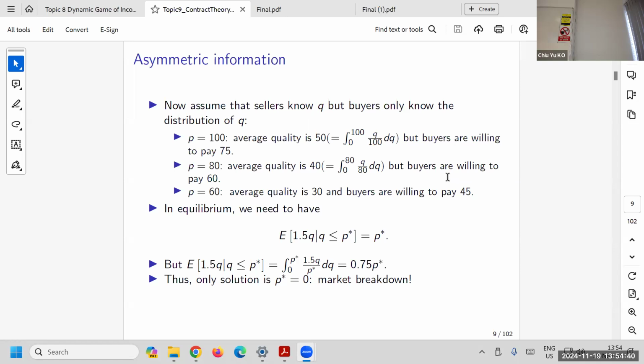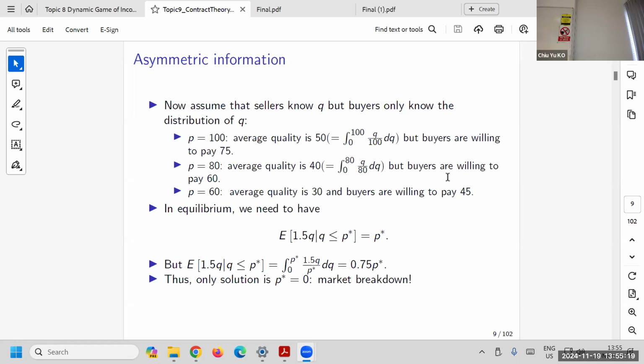What you want is to look at the average quality times 1.5. This is how much the buyer wants to pay, the worth to pay for the buyer. And this must be the price, because only this amount of cars is being sold. If the price is P star, only these cars are in the market and this is what people want to pay, so it must be equal to P star, because that is what the buyer would pay.